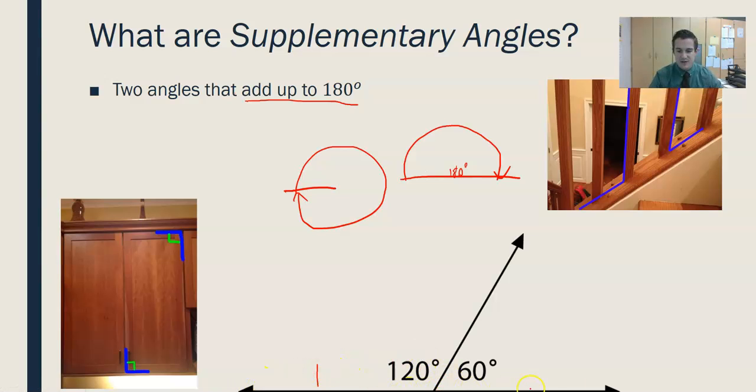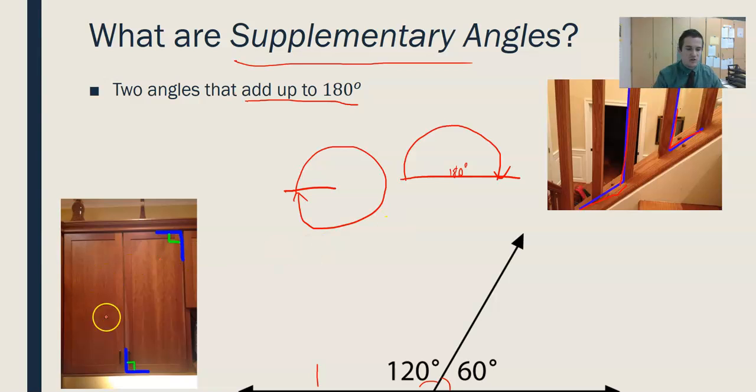So for example, I have this straight line. It looks kind of like an open book with a page poking out. These two angles, 120 degrees and 60 degrees, complete this whole line. They add up to 180 degrees, so we're going to call those supplementary angles. These two angles right here would be supplementary angles.